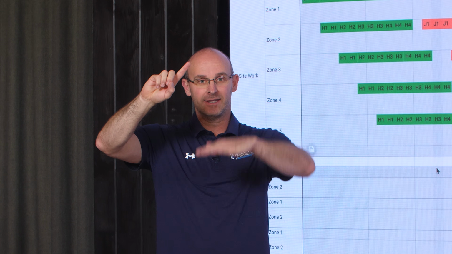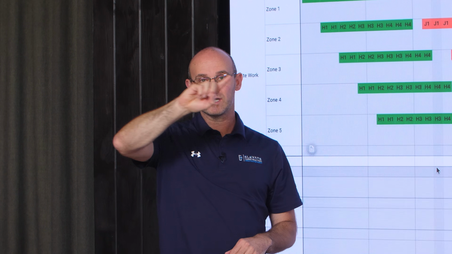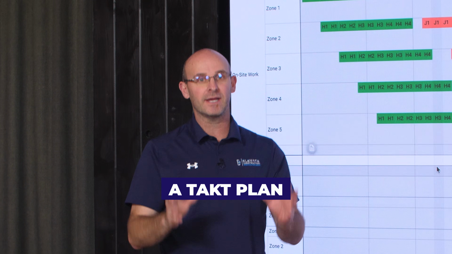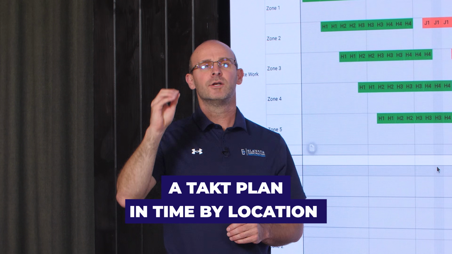Because if you see my hand and it's static, all you see is the X, the Y, and the Z, right? But if you want to see my finger moving, you have to have all of those things plus the time. It's time that shows motion. So that's what we want to see in a Takt plan. A Takt plan in time by location shows motion. And so it'll be time on the top, location on the left.